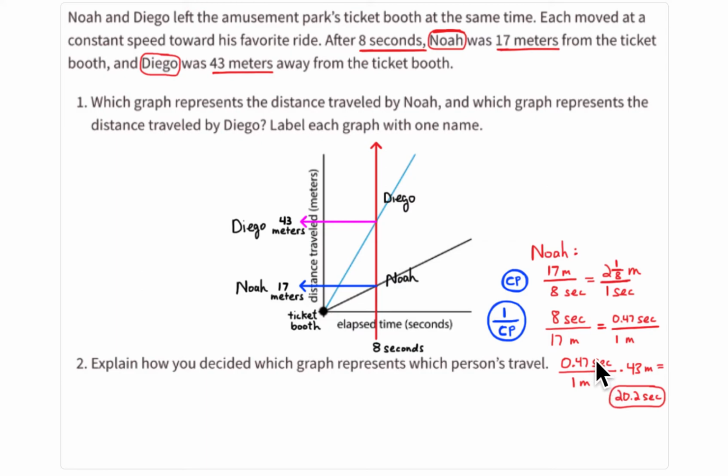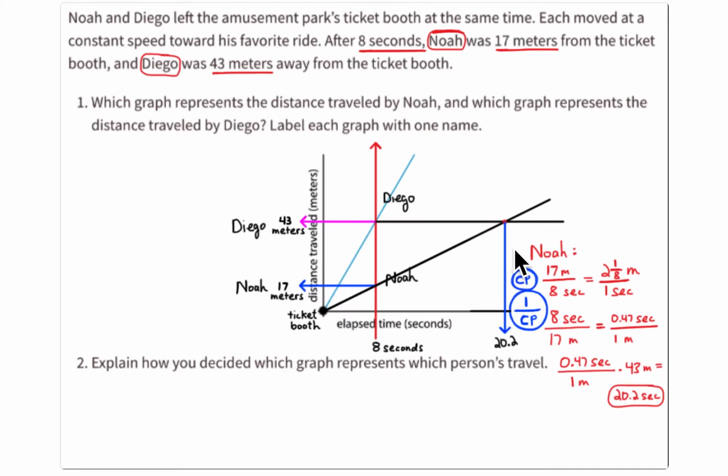Now look, it's about half of 40. So 43 is very close to 40. 47 hundredths is very close to 1/2. 1/2 of 40 is 20. So that tells you that you did the calculation correctly, even though you did it on a calculator. So it's 20 and 2/10 seconds. So it's out here. So extend Noah's graph out here and extend the 43 meters this way to where they intersect. That tells you the time that it took Noah right here to travel 43 meters.